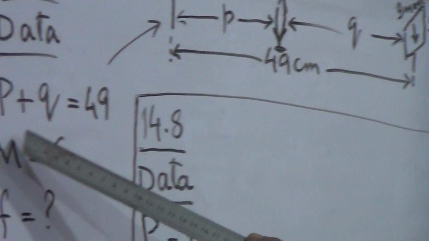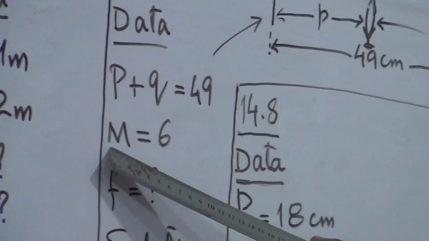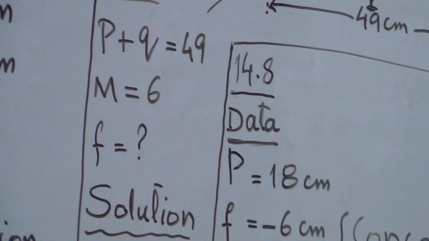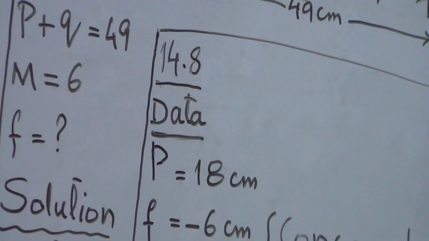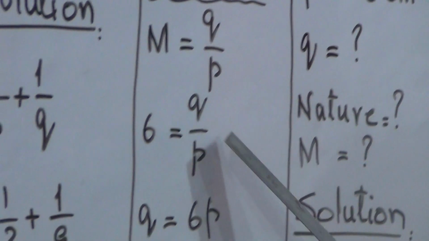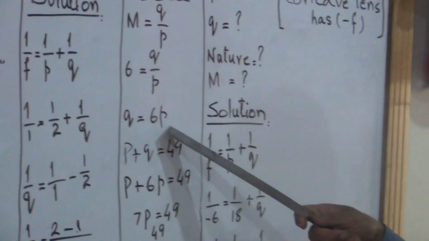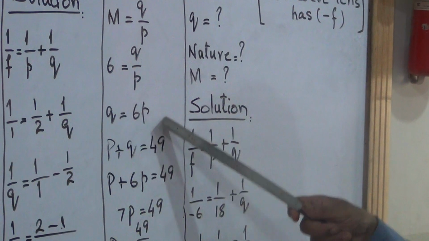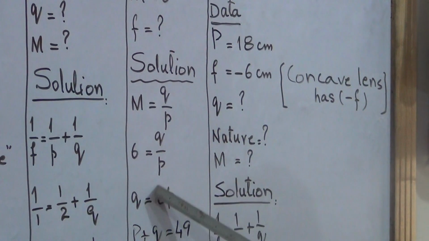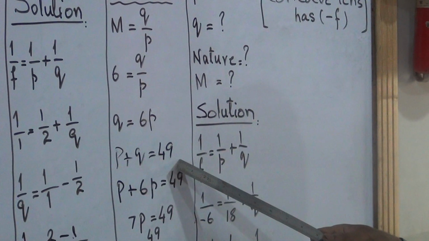That's why we will write P plus Q is equal to 49 centimeter, and magnification is 6 times, and F you have to find out. Now we will apply the formula M is equal to Q upon P, 6 is equal to Q upon P, and by cross multiplication Q is equal to 6P. Now put this value in this equation. Instead of Q, you will write 6P because this is the value of Q. P plus Q is equal to 49.